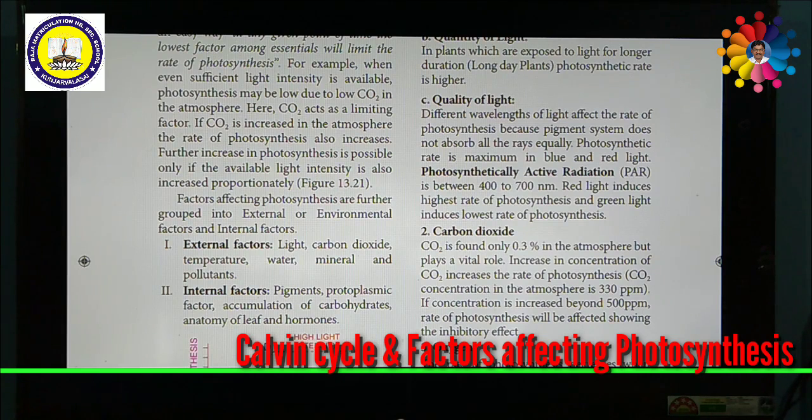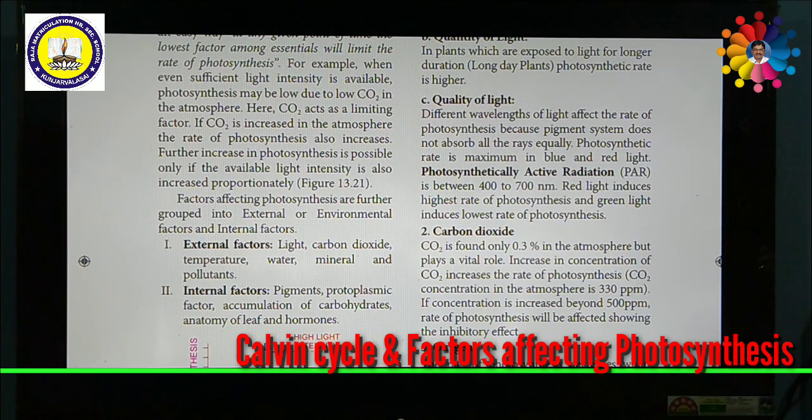Suppose in the atmosphere carbon dioxide is very less. Then what happens? The carbon dioxide is a determining factor. So this is called the law of limiting factor. The law of limiting factor is nothing but, at any given time, the lowest factor among the essential ones will limit the rate of photosynthesis.